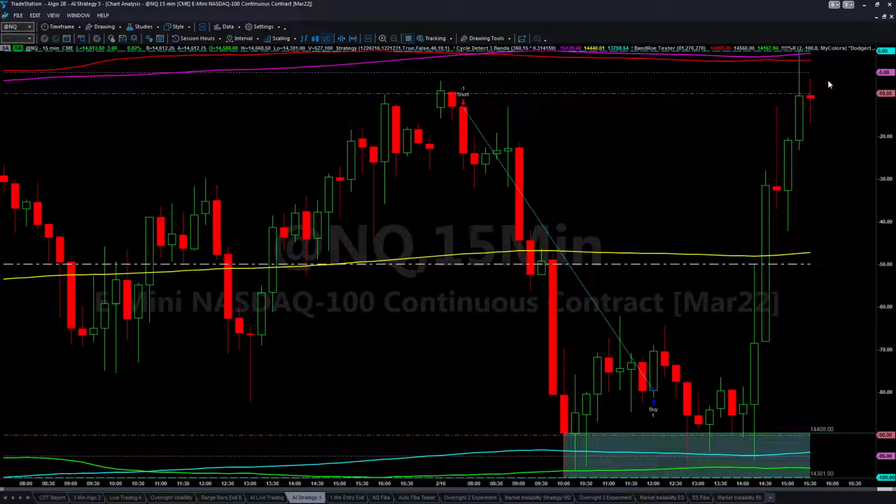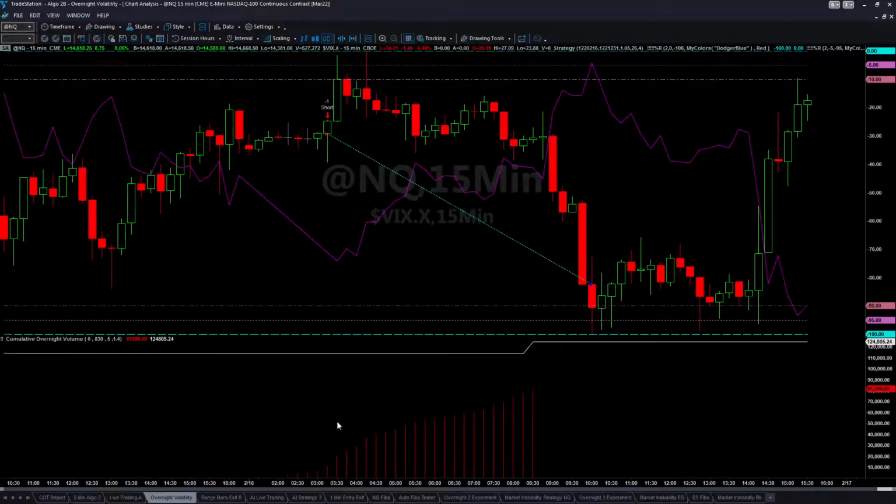So far today, guys, we have had great performance across several of these strategies. We have had great performance in the overnight, which absolutely nailed the directional bias for the market in the daytime session. And that's the whole purpose of the overnight session right here.